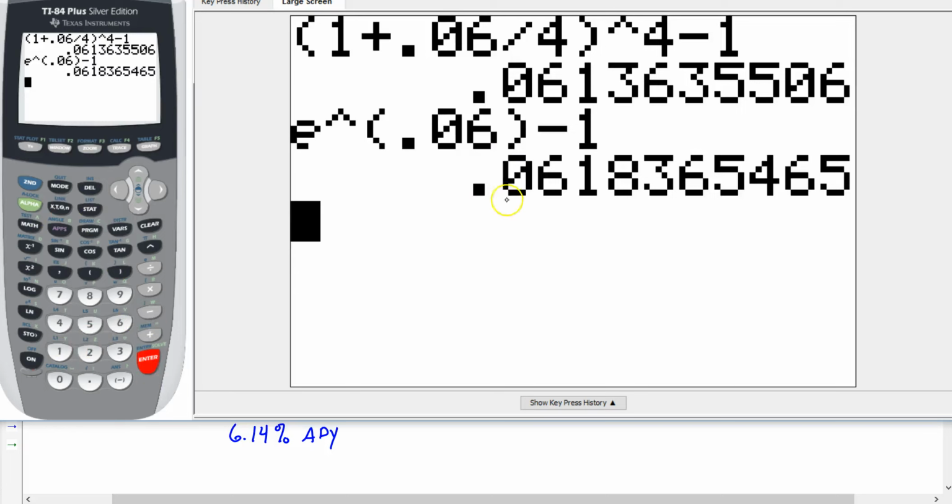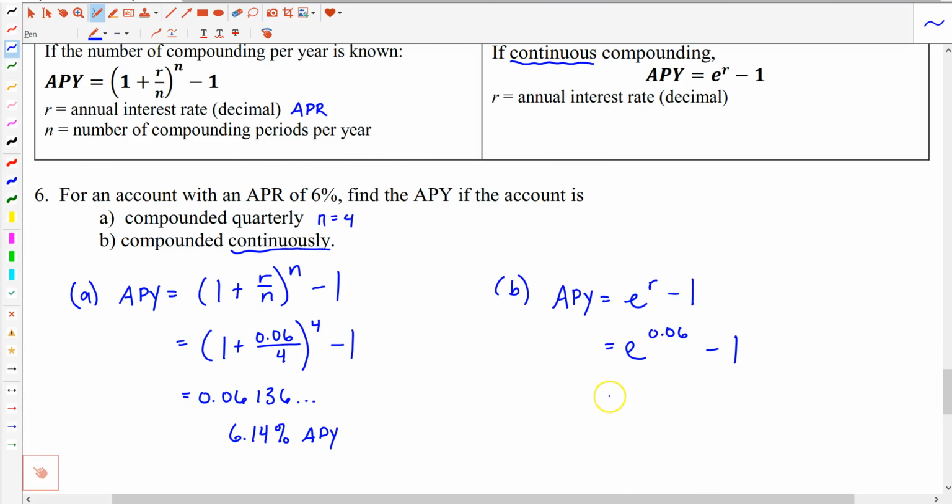Now I'm getting 0.06183, and so on. Moving this decimal over 2 places to the right, I would get 6 point, and then again, since that's not 5 or bigger, I'm not going to round that up, so out to 2 decimal places, this would be 6.18% APY.